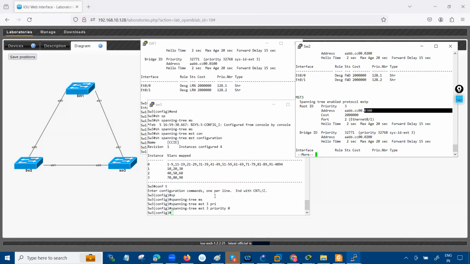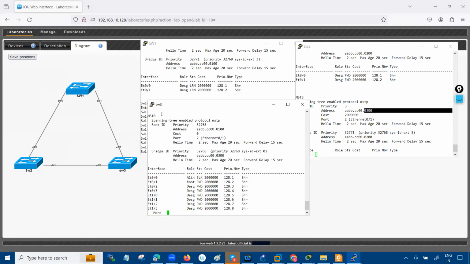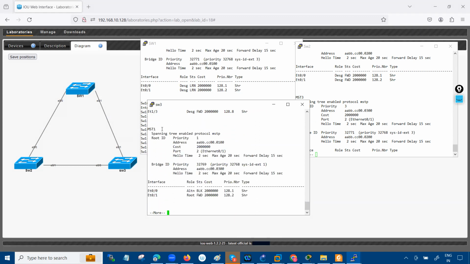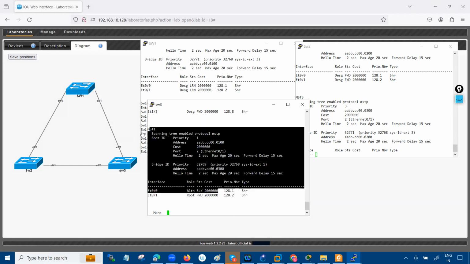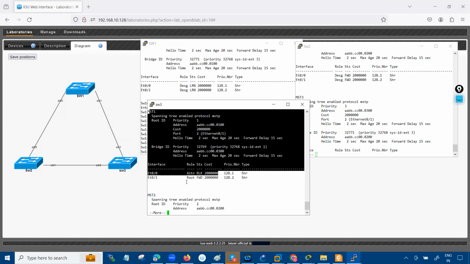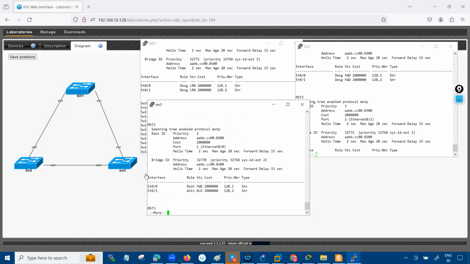If you see the same thing on the switch 3 now, do show spanning tree, what you can find that for the MST0, I'm on the switch 3 right now, right? Switch 1 is the root bridge, and according to this one, these ports are blocking, right? But if you go down for the MST1 again, what happened? I have a blocking port because he is the root bridge. MST2, this port is the blocking. Can you see that? Now the amazing thing is happening, right?